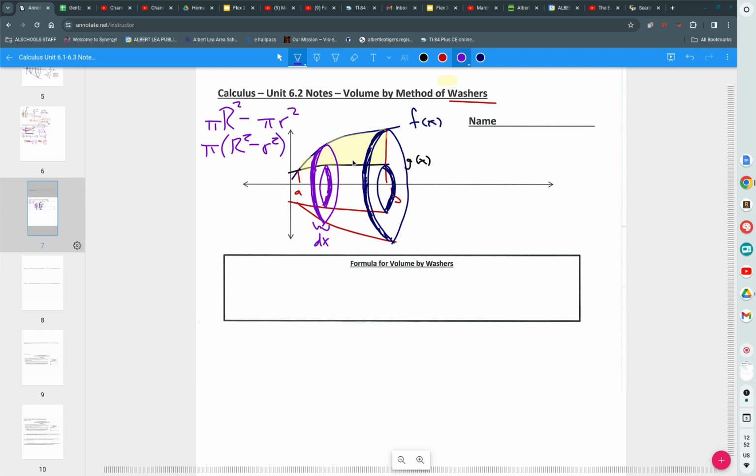In this situation, what makes our large radius? f of x. So we have pi times the big function f of x, the function on top, squared, minus g of x, that quantity squared, dx. So that's going to be the volume of just one washer. And the beauty about calculus, again, is we can go from one washer to an infinite number of washers by simply slapping an integral on it.